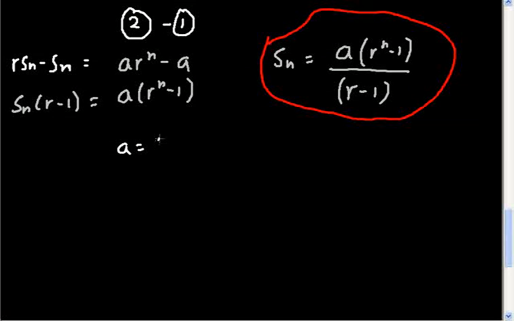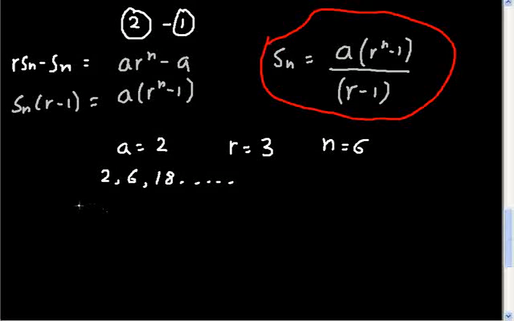In this sequence my first term is 2, my common ratio is 3, and I want to know the sum of terms up to the 6th term. So I want to know what the sum is to this sequence up to the 6th term. You could do it manually, but we are now trying to use the formula to work it out straight away.